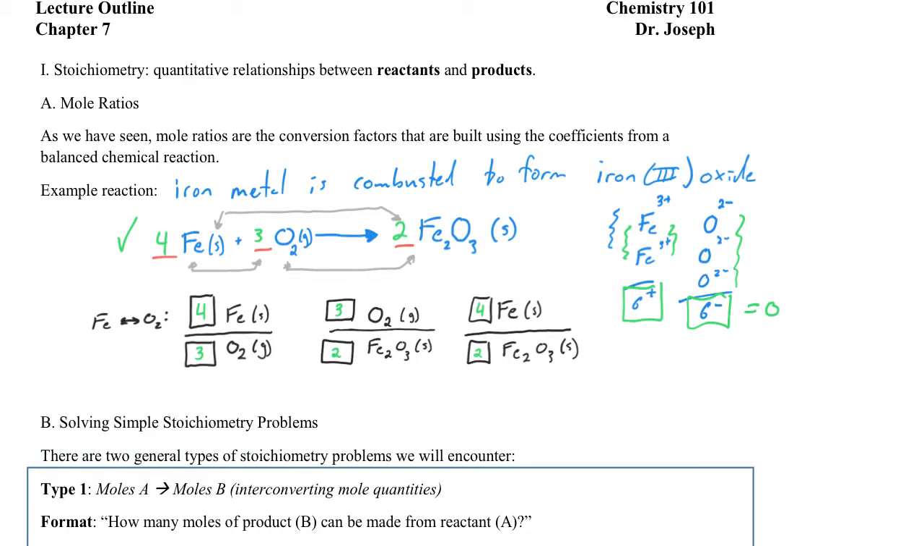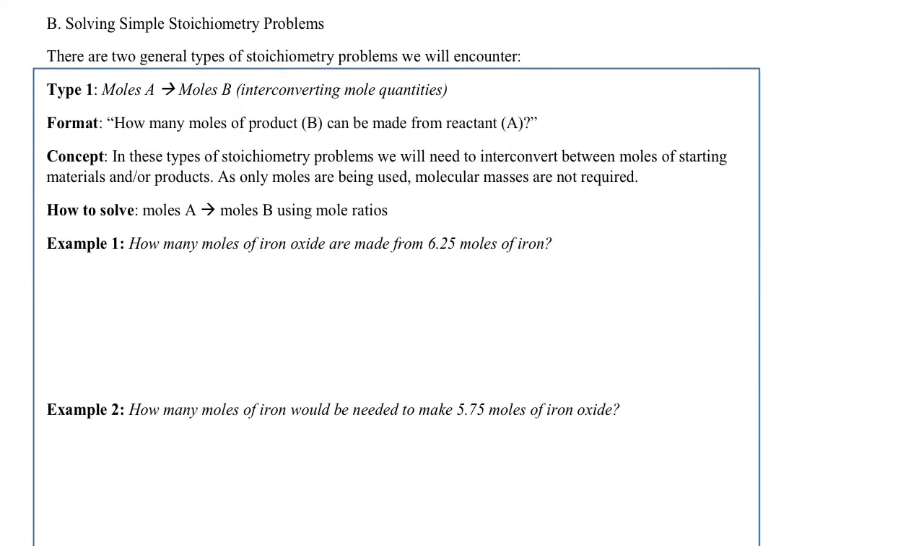So that's a review of mole ratios and how we balance chemical reactions to find mole ratios. Now what we're going to do in part B is learn how to use these conversion factors to solve some simple stoichiometry problems. So let's see how we go about doing this.